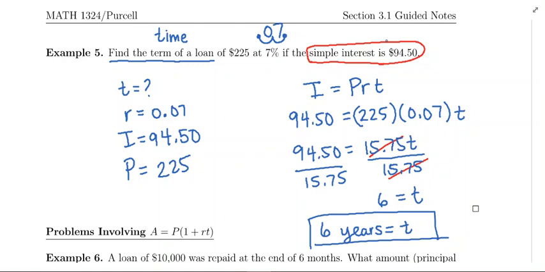All right, so now we're going to jump to examples 6 and 7, and we're going to practice the other simple interest formula, which is A equals P times 1 plus RT.